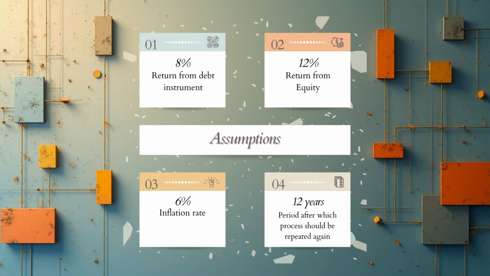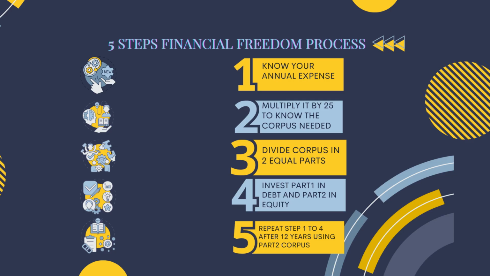Before we go into the process, let's have a look at the assumptions first. We have assumed that we are going to get 8% return from debt investment, 12% from equity, 6% inflation rate, and whatever process we are following, we are going to repeat it after every 12 years. In addition, we have assumed that you are living in your own house and you are not going to use this money for your kids' higher education or any other expense. You would have kept aside some other corpus for those expenses.